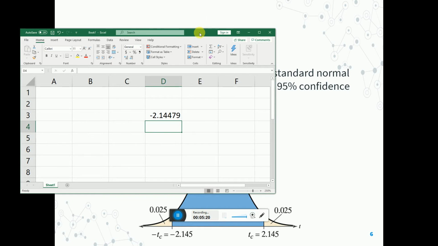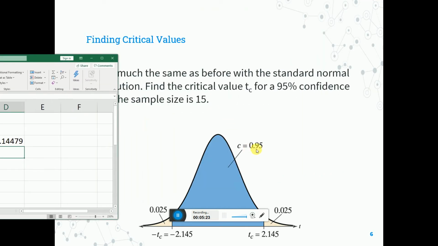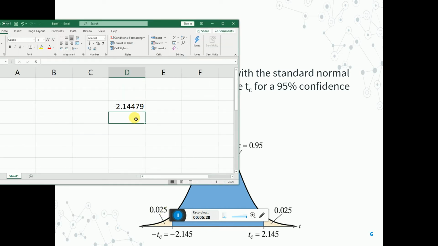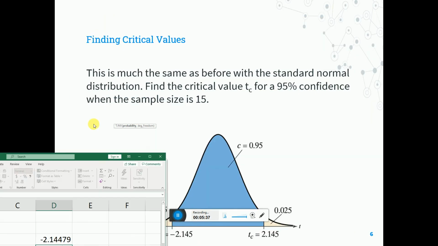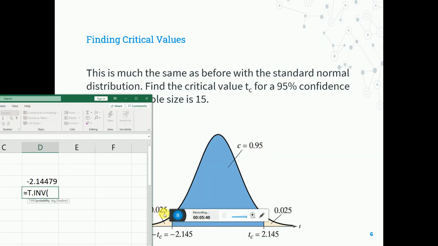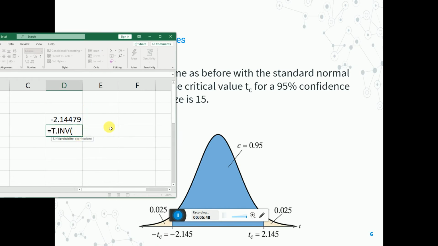On the right-hand side, the area to the left is much larger. It's this 0.95 plus this 0.025. So we can get that two different ways. We can say either t.inverse of 0.95 plus 0.025, or we can just say 1 minus 0.025. Either way, we would get the same value. So 1 minus 0.025, the opposite of what we inputted up here. And the degrees of freedom will be exactly the same, 14, because it was 15 minus 1. You see they get the positive value.